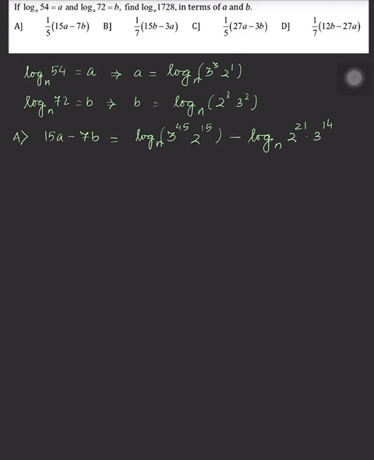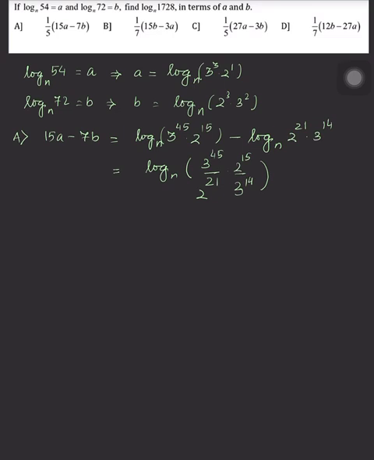Now you remember the properties of logs. When the bases are the same and there is a subtraction, that is nothing but log base n of 3 to the power 45 over 3 to the power 14, and this is 2 to the power 21 in the denominator. All these things should be done in your head; I'm writing it for the sake of everybody.